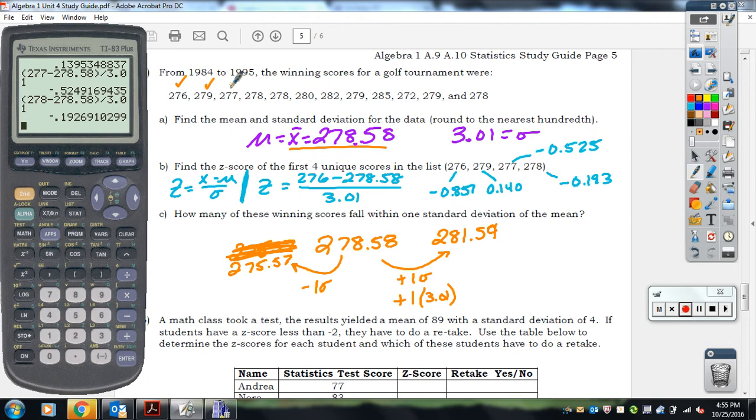Yup. 280, yep, still within there. 282, nope. 279, yes. 285, no. 272, too low. 279, yep. 278, yep. So how many? 1, 2, 3, 4, 5, 6, 7, 8, 9. That one was not. So 9 of them fall within one standard deviation of either side. One standard deviation means plus 1 and minus 1 on either side. All the rest are either bigger than 281 or smaller than 275.